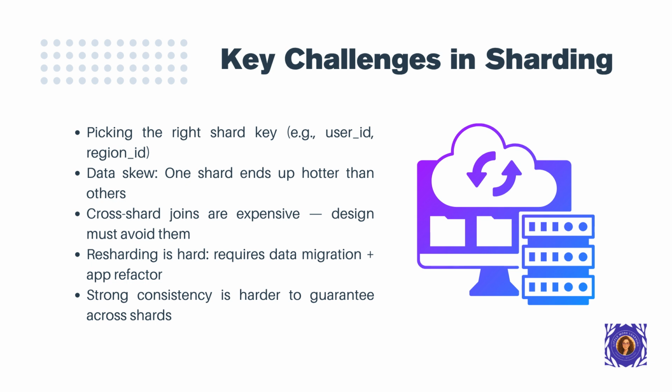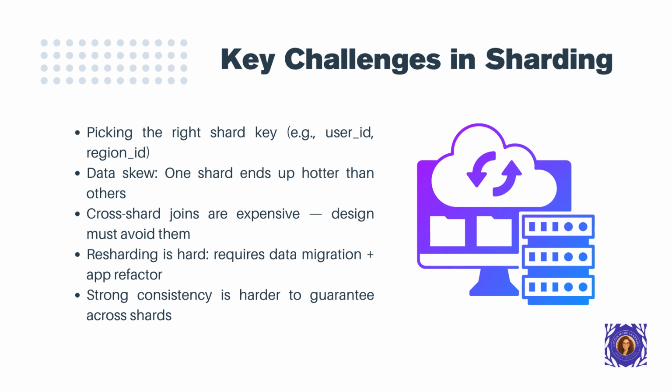Data skew. This occurs when one or more shards end up holding significantly more data or experiencing disproportionately higher traffic than others, effectively becoming a new bottleneck. This negates the benefits of sharding.